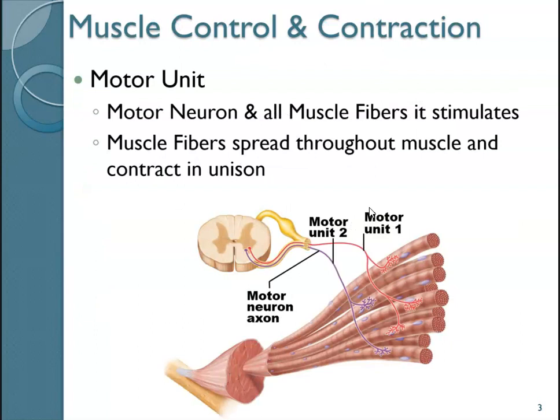First and foremost, we'll just introduce the motor unit. A motor unit is one motor neuron and all the muscle fibers it stimulates. Each motor neuron only stimulates a few of the muscle fibers found within the muscle, and when an impulse travels along the motor neuron, it innervates all of those muscle fibers, and those muscle fibers all contract as one unit.